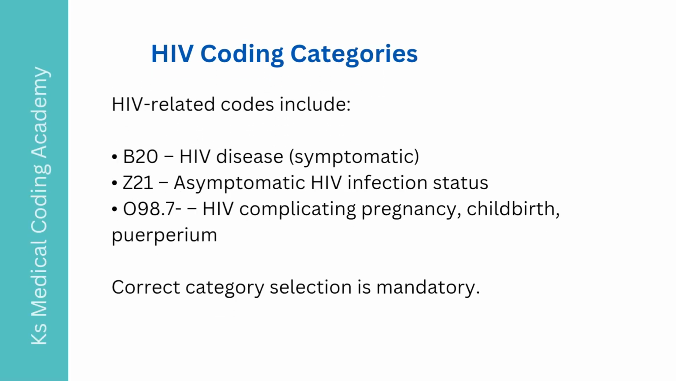HIV coding categories. HIV-related conditions are coded using 3 main categories. B20 is used for HIV disease when the patient has symptoms or HIV-related illness. Z21 is used only for asymptomatic HIV infection status. O98.7 is used when HIV complicates pregnancy, childbirth, or the puerperium. Choosing the correct category is mandatory for accurate coding.